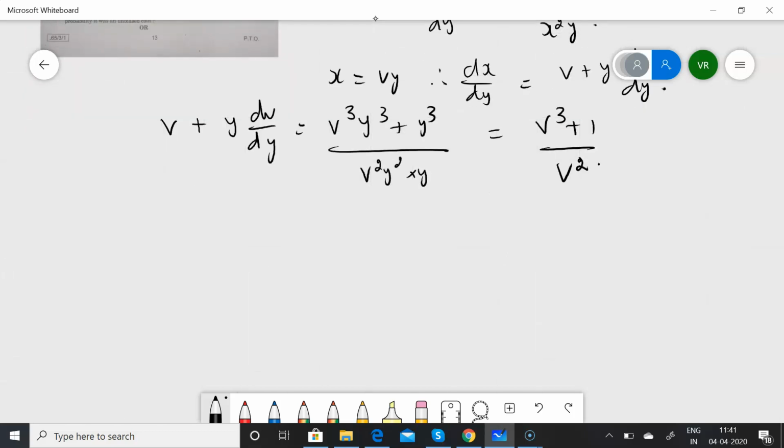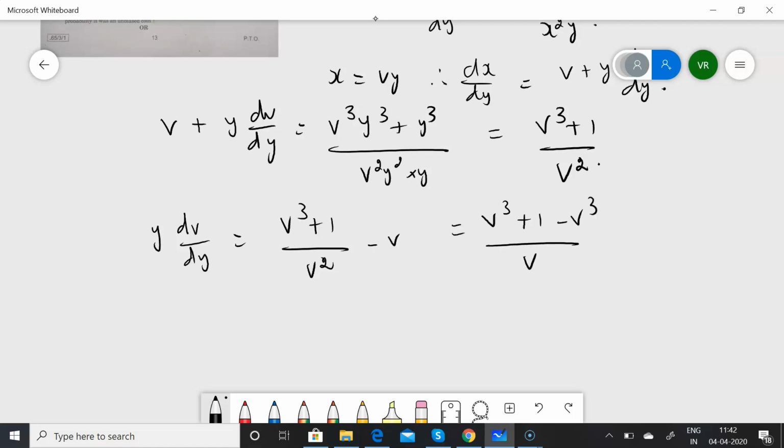Now bringing the v which is on the left hand side to the right hand side, I will get y dv by dy is equal to (v cubed plus 1) by v squared minus v. This is equal to (v cubed plus 1 minus v cubed) by v squared. So v cubed gets cancelled, and I am left with 1 by v squared.